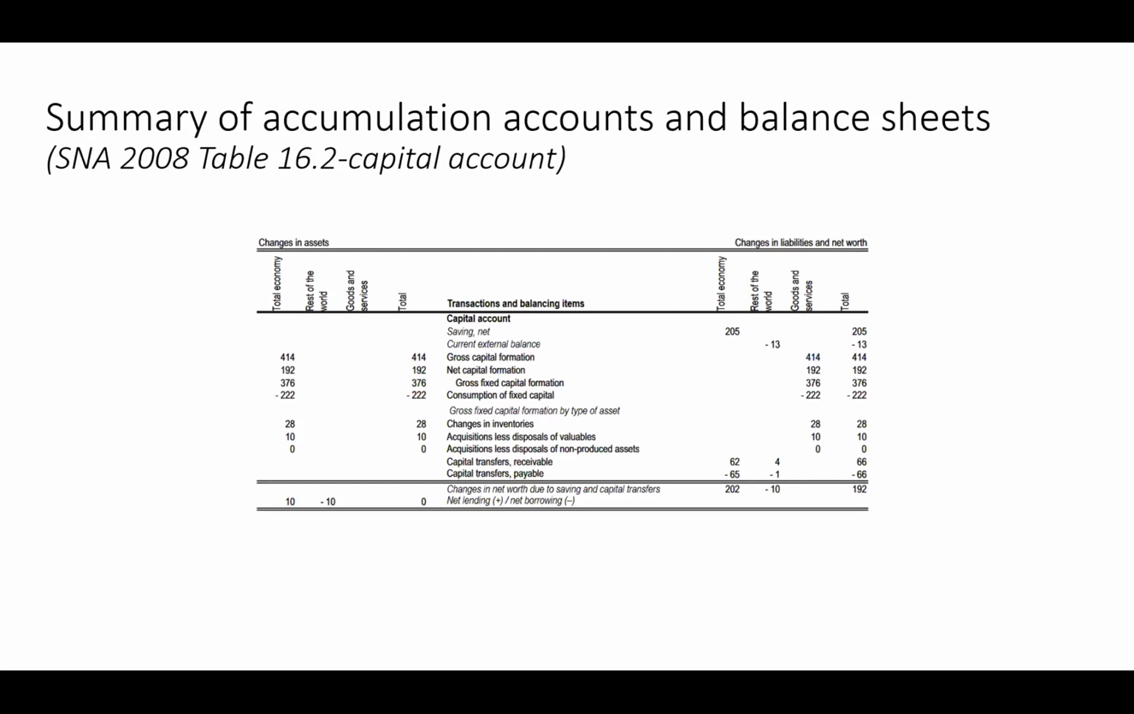Yes, this is the capital account. It starts with the saving, net saving, and it has the value for the current external balance, gross capital formation, net capital formation, consumption of fixed capital, change in inventories, acquisition less disposal of valuables, acquisition less disposal of non-produced assets, capital transfers, receivable and payable. And as we mentioned here, we have net lending and net borrowing.